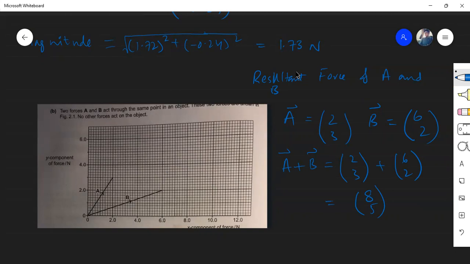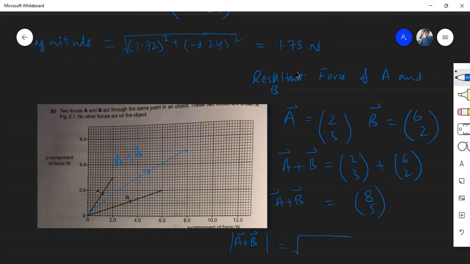So it's now easy. So this is 8 and this is 5. This is the resultant vector A plus B. If we want to find the magnitude of the resultant force, we can just calculate the magnitude of this column vector. Is that correct?